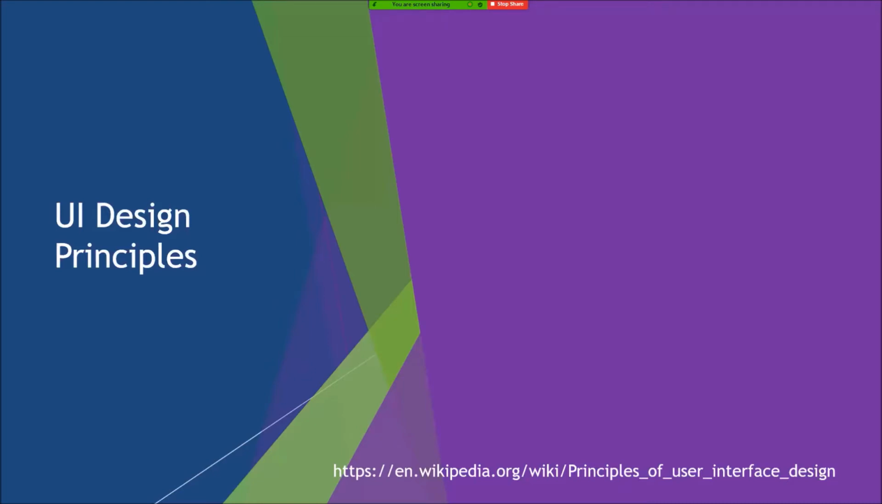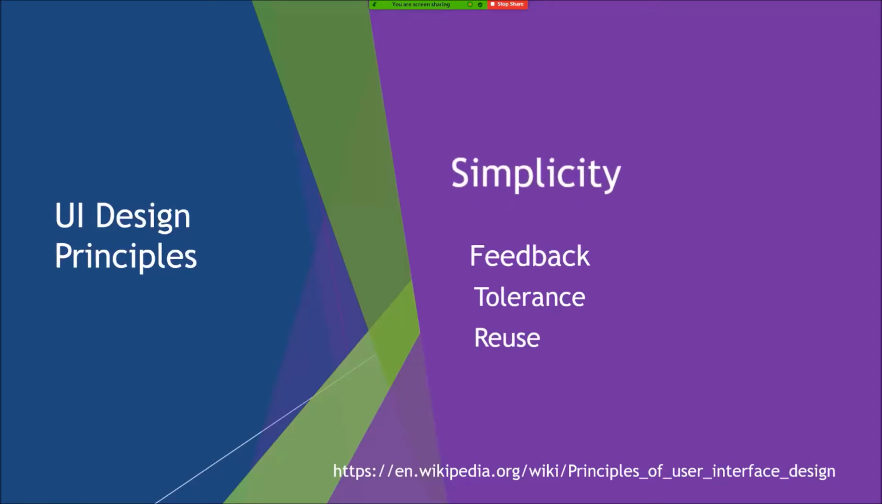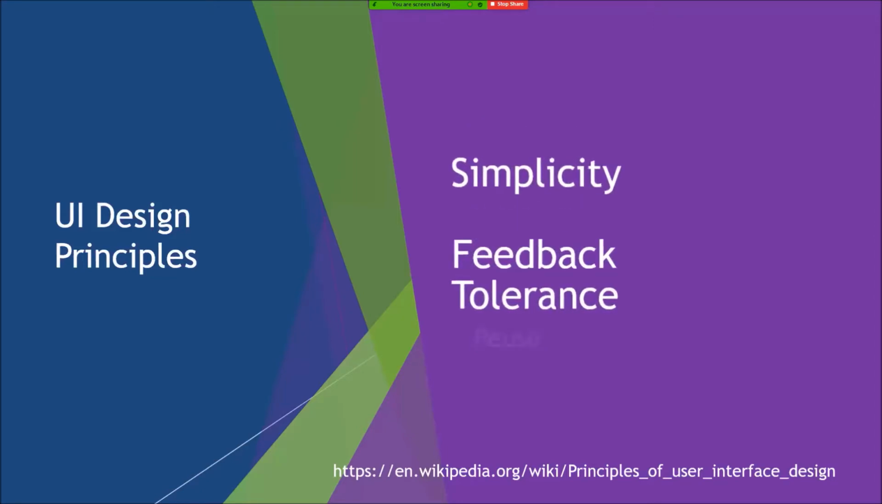According to Wikipedia, there are 6 UI design principles. They are structure, simplicity, visibility, feedback, tolerance, and reuse. We're not going to talk about all of those today. We're just going to talk about certain elements of simplicity, feedback, and tolerance. So you got off easy on that one.